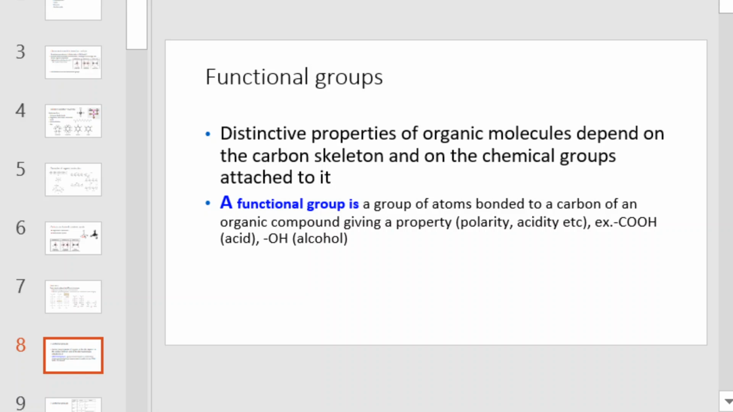The functional groups of biomolecules again provide distinctive properties to those organic molecules, and they depend on the carbon skeleton and on the chemical groups attached to it. A functional group is a group of atoms bonded to a carbon of an organic compound, giving a property such as polarity or acidity to the biomolecule. Some examples are listed here, such as the COOH group or carboxyl group, which imparts an acidic behavior to the biomolecule, or the OH alcohol group.